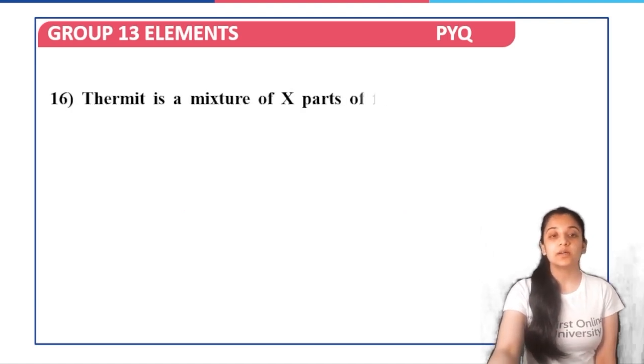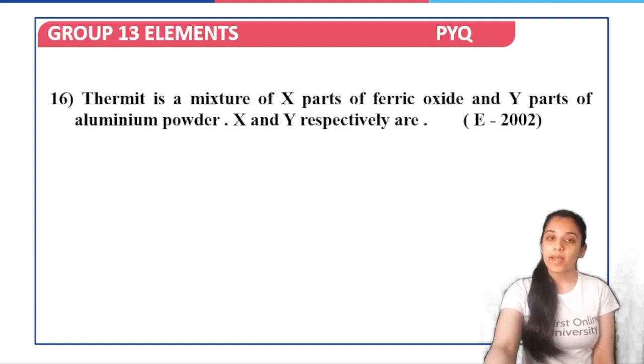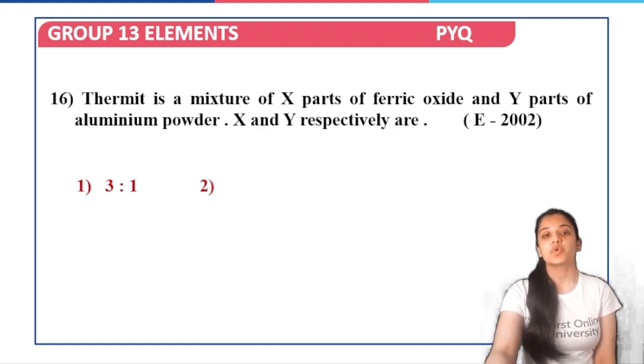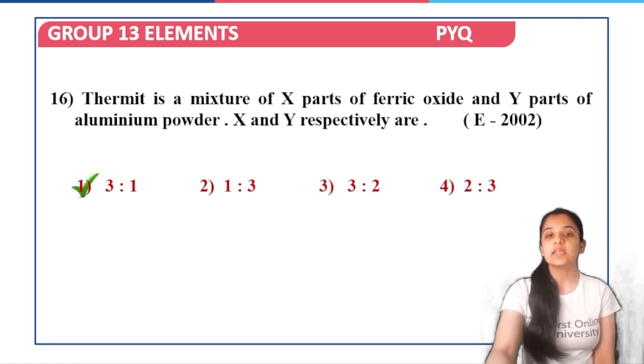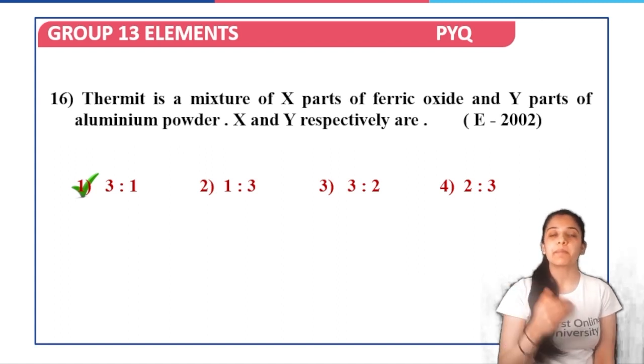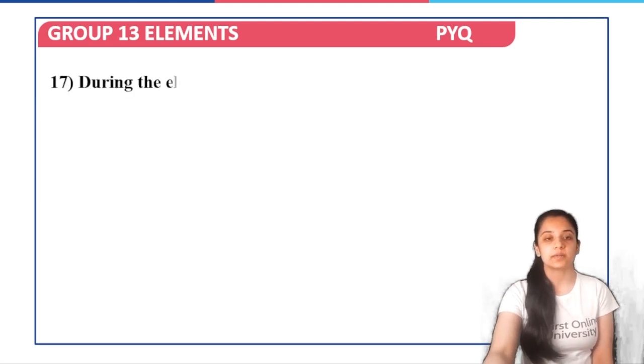Next question is: thermit is a mixture of X parts of ferric oxide and Y parts of aluminum powder. We've already discussed thermit, I think. If not, then it's 3:1: 3 parts of ferric oxide and 1 part of aluminum powder. So option 1 is the correct answer.